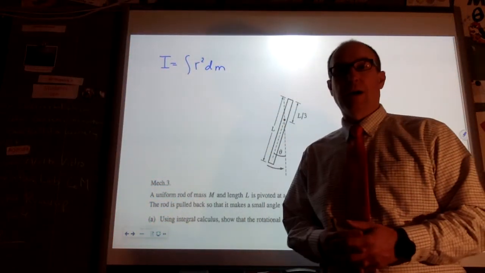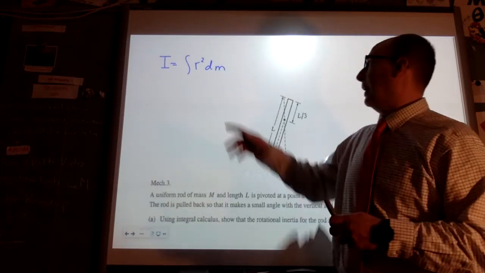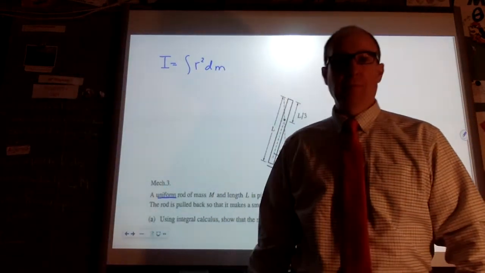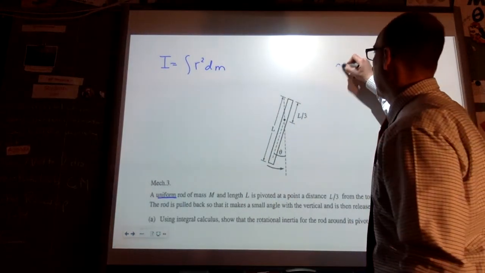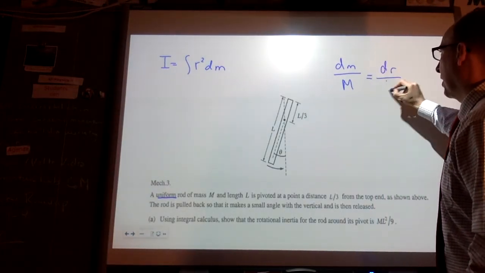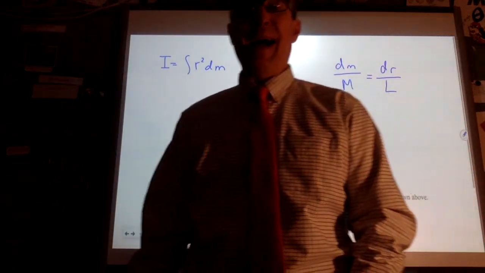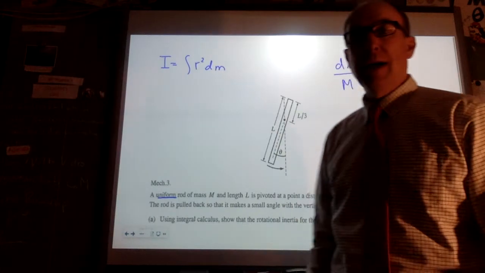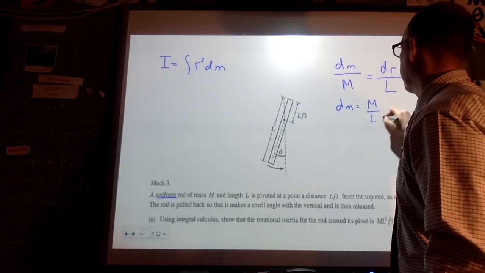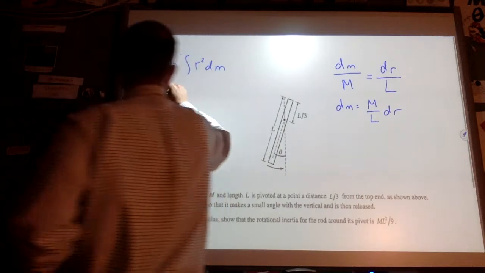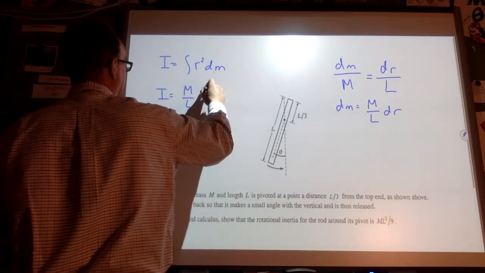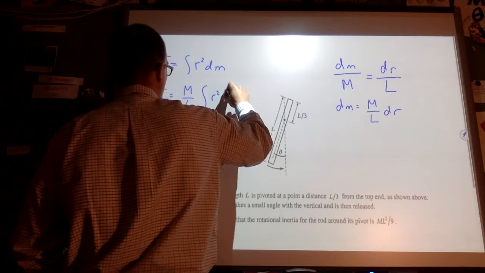And again, I have a variable and a differential that aren't the same, so I have to relate it to what it is. They're telling me that it's uniform. These are always going to be uniform, and so that means that I can relate dm to the total mass as I would relate dr to the total length. Or if you want to do dx to the total length, but we have r squared in our integral, so it might be easier to do dr. So I'm going to solve for dm and substitute it in over here. And I'm going to take out the M over L because that is a constant, and that's going to be the integral of r squared dr.